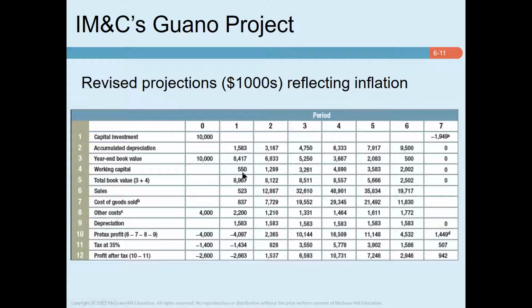For example, in year 1, we need a working capital of 550. For year 2, we need a working capital of 1,289, like this. But as a rule of incremental cash flow consideration, we will not consider this entire working capital as the requirement. We will only consider the changes in the working capital. For example, in zero period, we do not have any working capital. So in year 1, we need 550. So how much additional working capital is needed in year 1? 550.